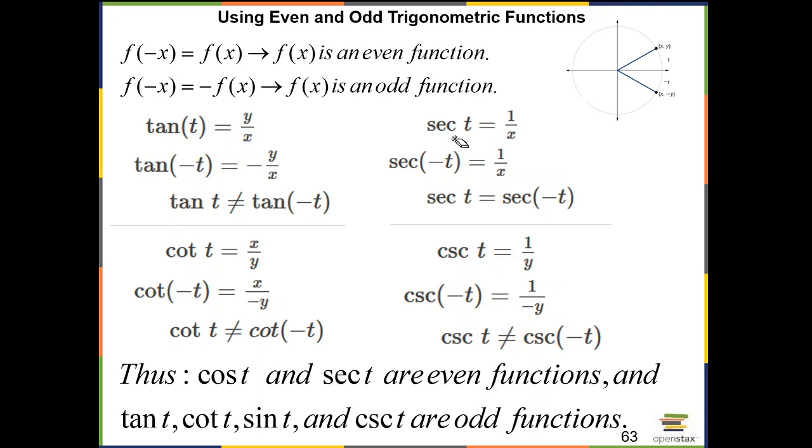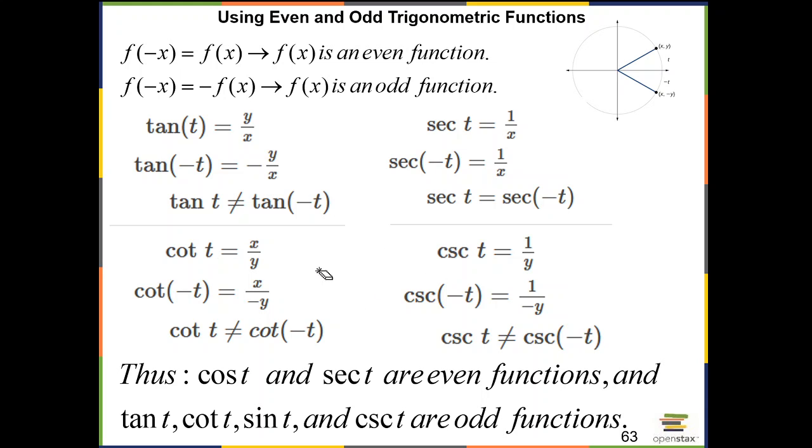Secant is even because secant is related to cosine, 1 over cosine. And cosine is even, so secant is even. And cotangent is odd, obviously, because cotangent is cosine over sine, and the sine changes sign. Sine of negative t is negative sine t. So cotangent is odd. Cosecant is related to sine, so it's odd.